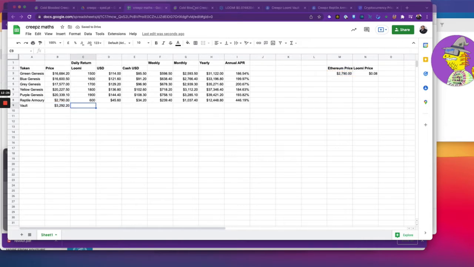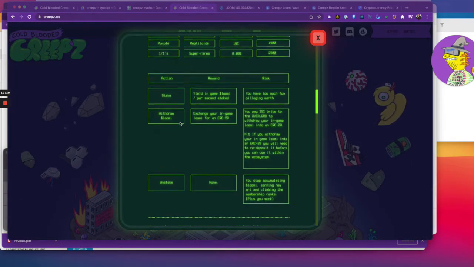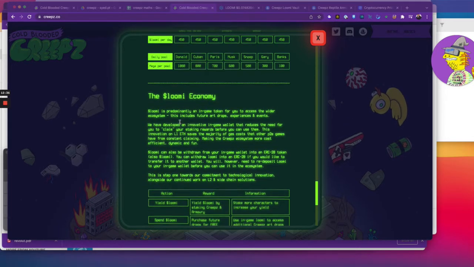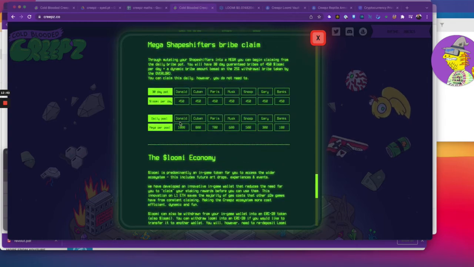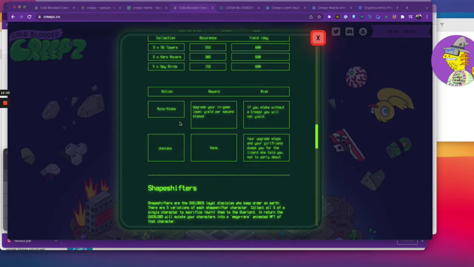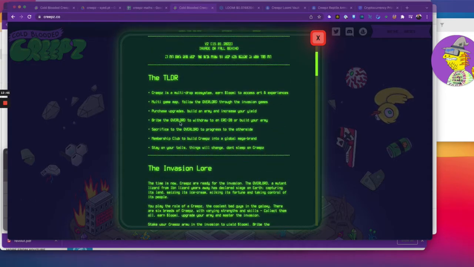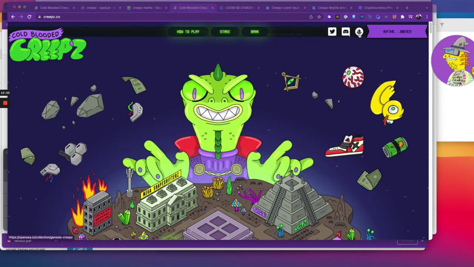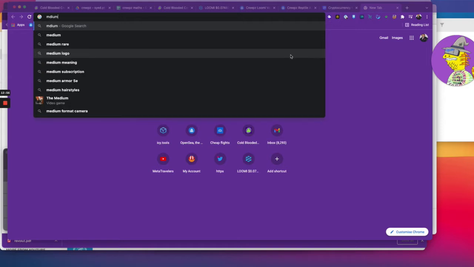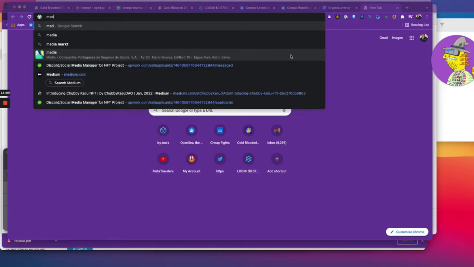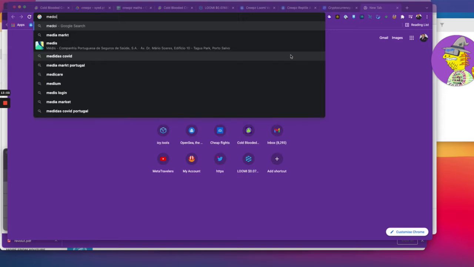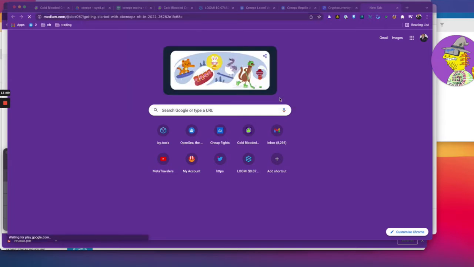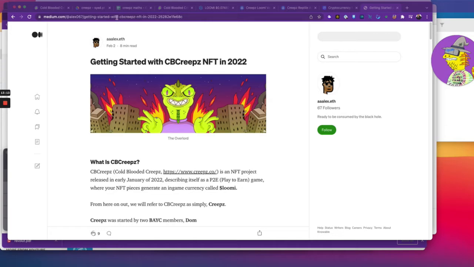Now the daily ROI on a vault is actually quite complex because the vault gives you shapeshifters, vault, mega shapeshifters, bright claim, Lumi economy, membership club. Where is the vault? Okay, they don't seem to talk about the vault here. But I think there's the Discord, there's the Twitter, there is a Medium article as well. That's the Creepz Medium. Not this one.